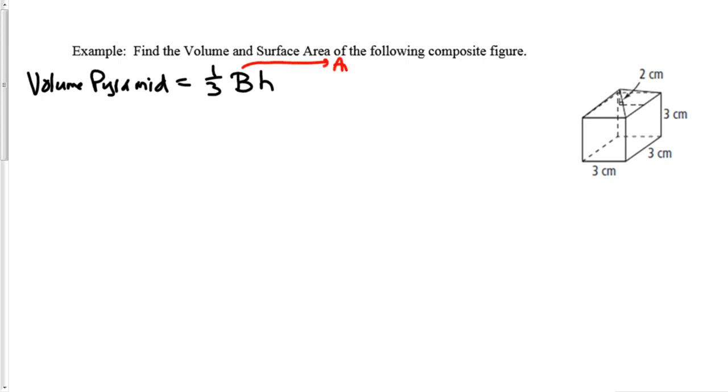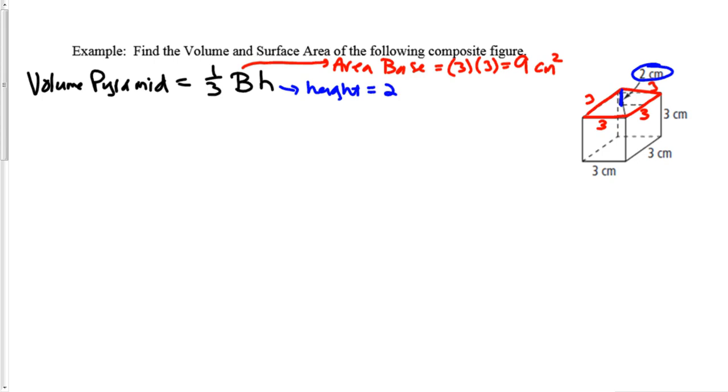Capital B is the area of the base of my pyramid, and the base of my pyramid is a rectangle. No, it's a square. Each of these is 3, which means the area of my base is going to be 3 times 3, which is 9 centimeters squared. Then I need the height of my pyramid, and I believe that's actually in here, although difficult to see again. The height of my pyramid is 2.